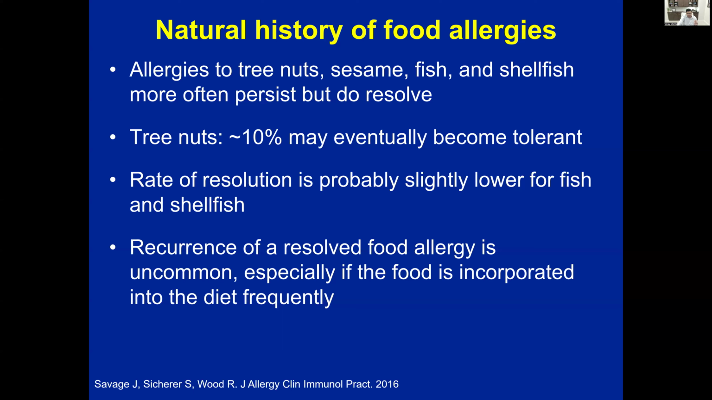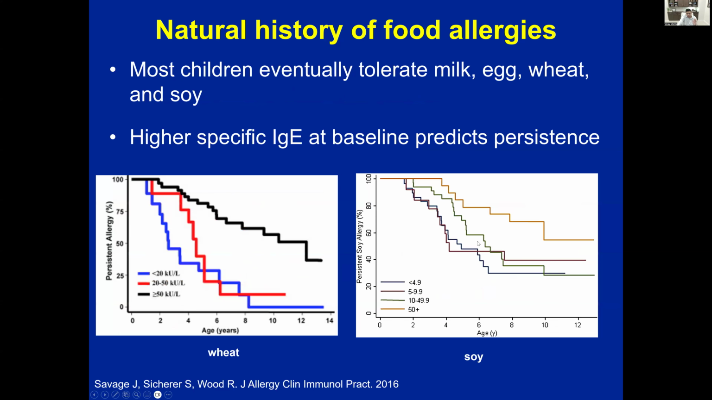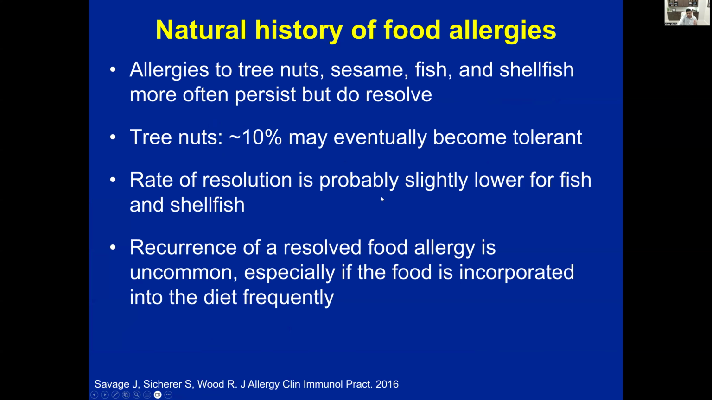All right, so these over here, milk, egg, wheat, and soy, have a good chance of outgrowing naturally, whereas tree nuts, peanut, fish, shellfish, sesame tend to be more persistent and generally do not resolve. Especially tree nuts, only 10% outgrow tree nut naturally, spontaneously. So these are sometimes lifelong issues. So that's something that you have to be aware of.